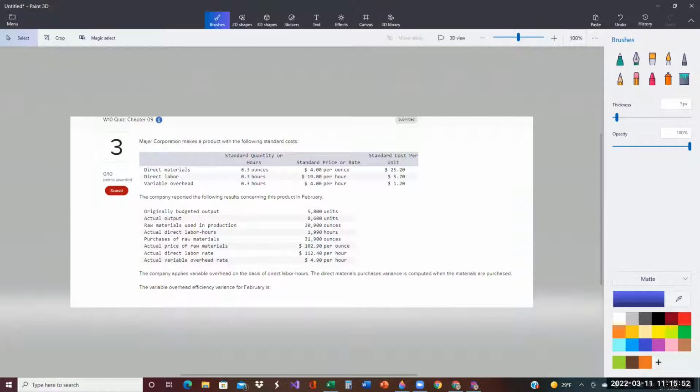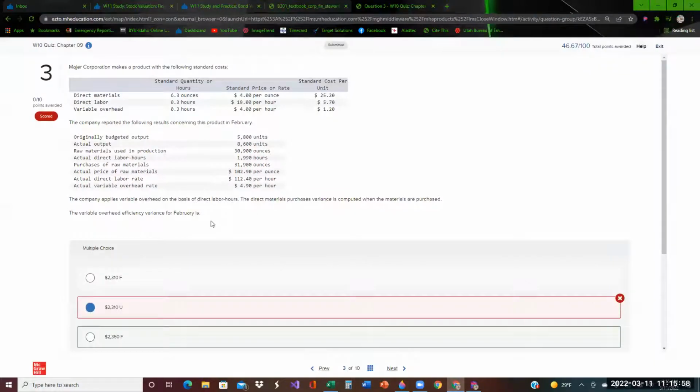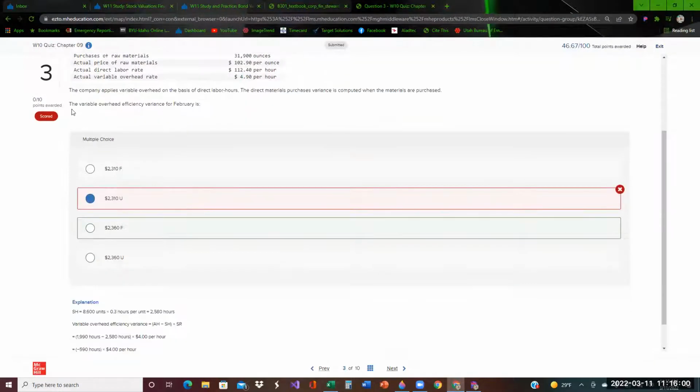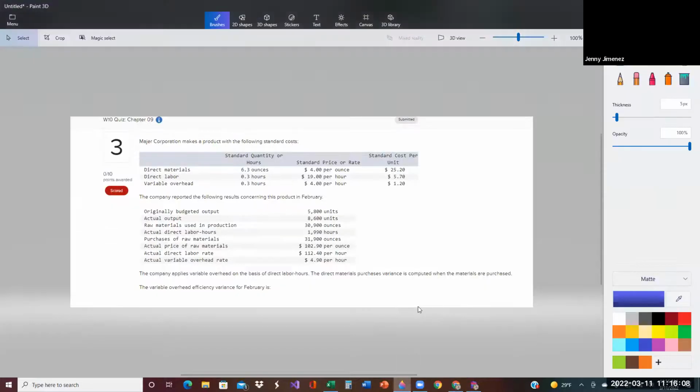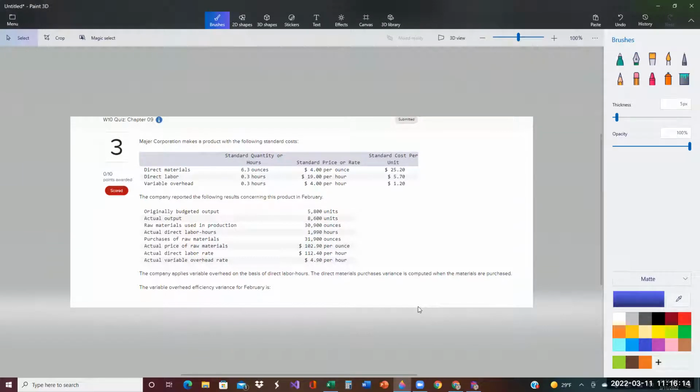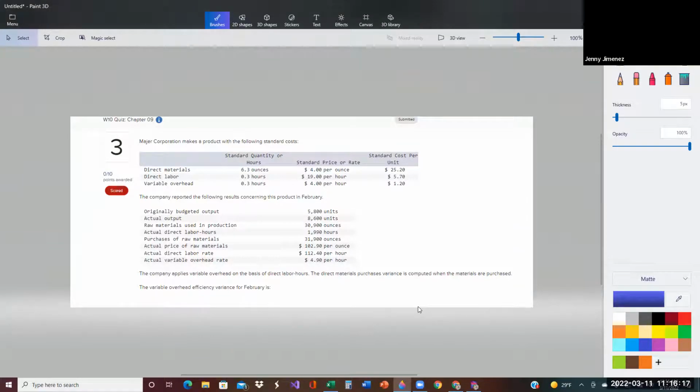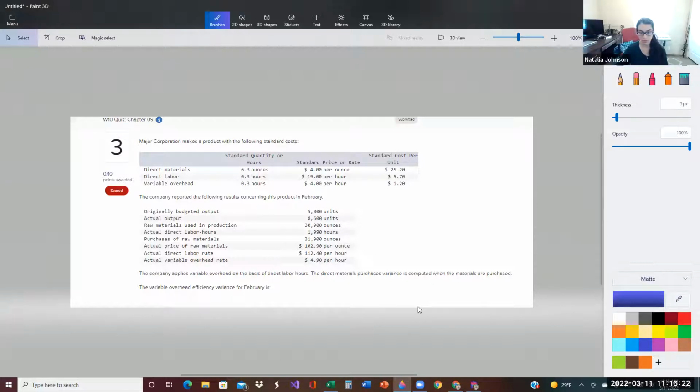So on here, it's asking for the variable overhead efficiency variance. Okay. So we know that is the same as the labor efficiency variance. Yeah. So could we go ahead and just work the problems? Okay, so we're just gonna look at variable overhead, the last column in the table. And then let's look at the actual. So we need this one.